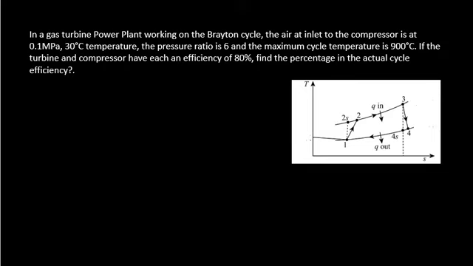The gas turbine works on the Brayton cycle. The Brayton cycle is given, and there is also the compressor with the inlet pressure. They call it the compressor inlet. This means the pressure is P1, and the temperature is T1.